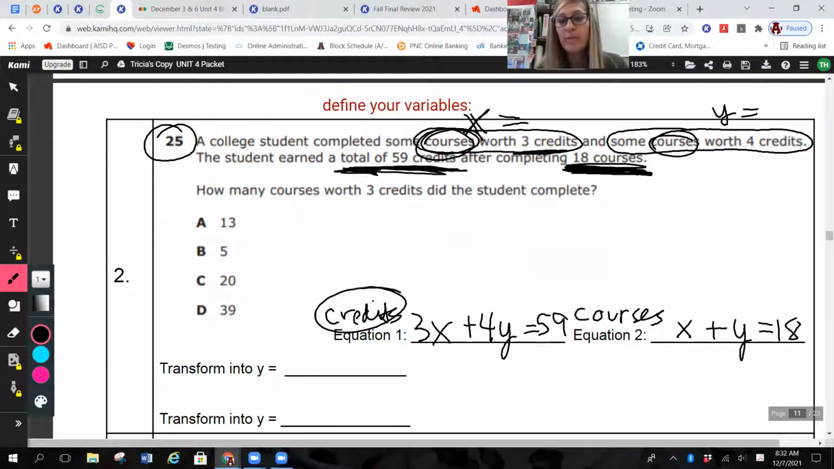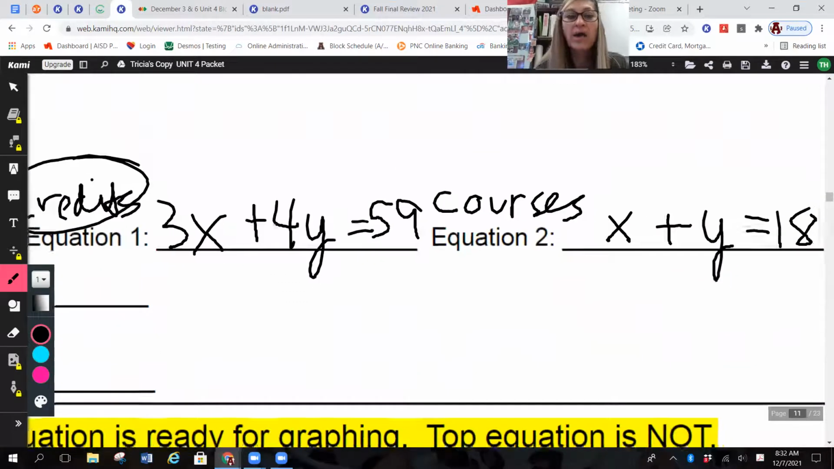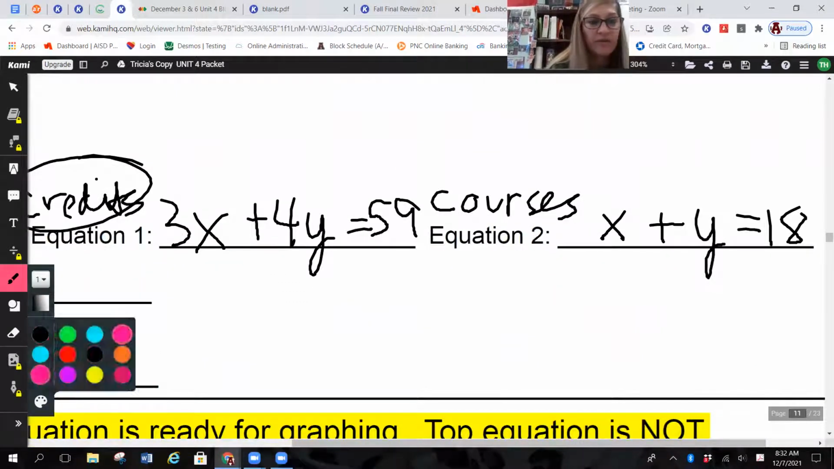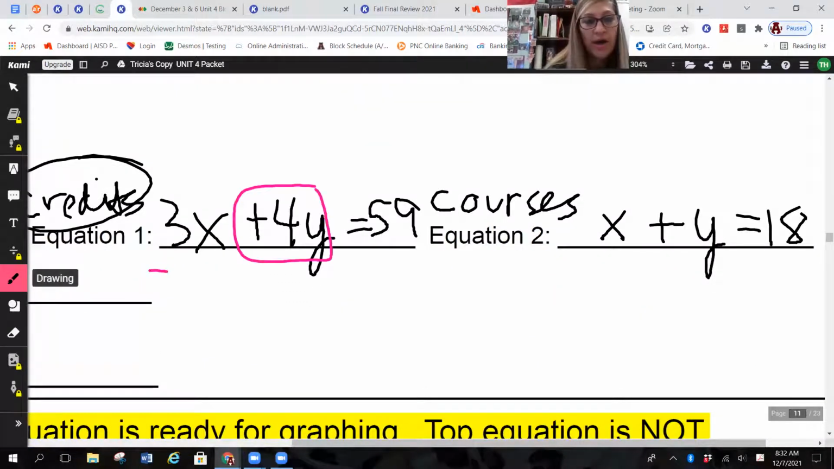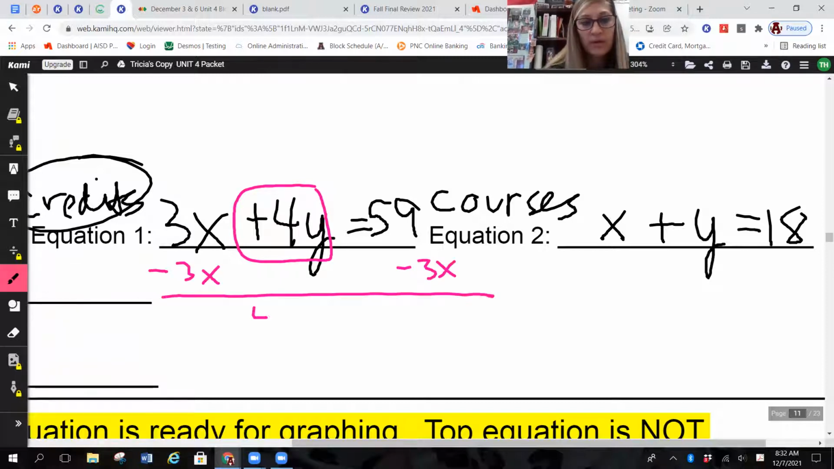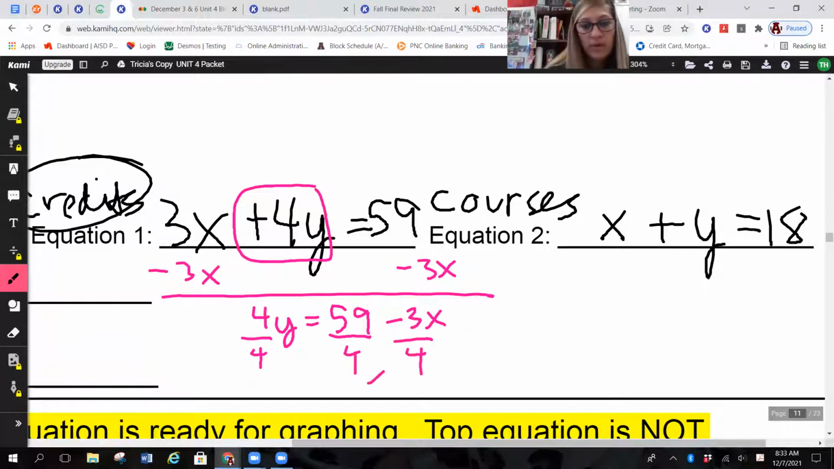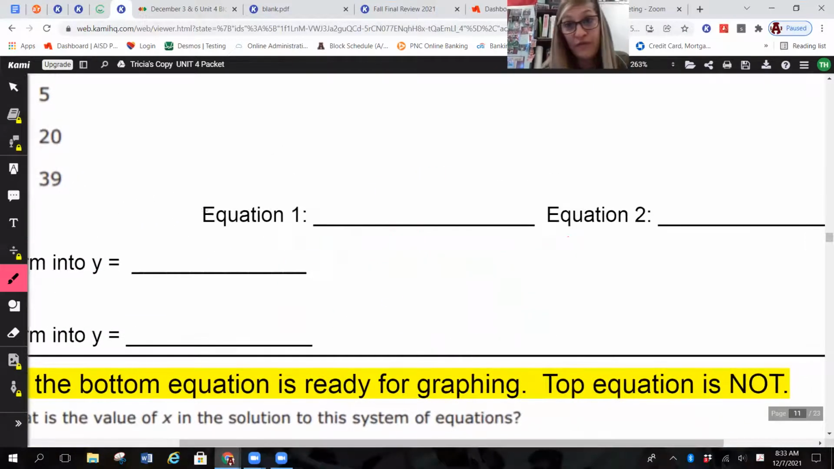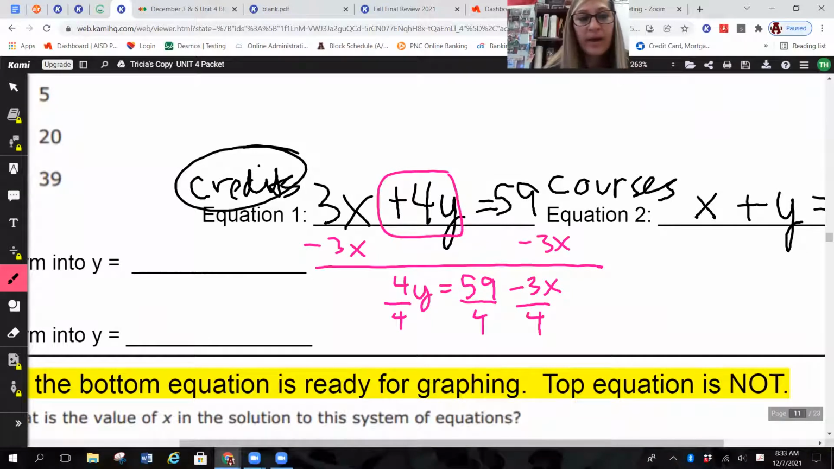Now we need to transform both of these into y equals mx plus b. Box the y, move the x, divide, divide, divide. 4y equals 59 minus 3x, divide everything by 4. I can tell you right now, I bet 59 is not divisible by 4. So I am just going to rewrite it as 59 divided by 4.